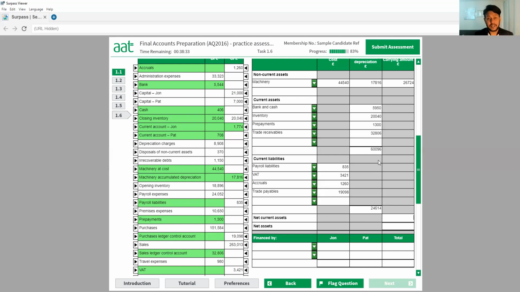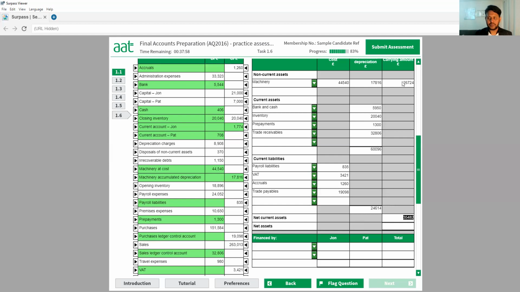So net current asset, basically the current asset minus the current liability. So current asset, that is 60,096 minus the current liability, 24,614. That is 35,482. That is my net current asset.